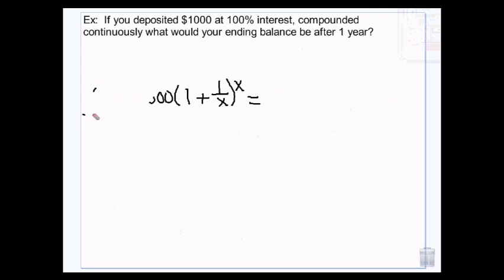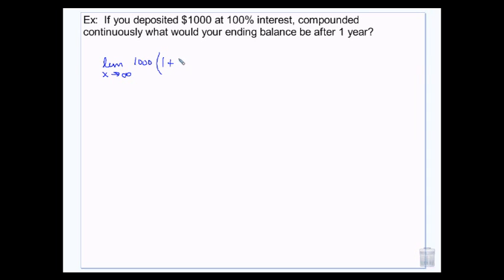Okay, so what happens if you compound continuously? If we plug in the limit formula and take the limit as x approaches infinity, times our $1,000, this is our principal, 1 plus r, which is 100%, over n to the nt, and n happens to be infinity, like I had shown you before, we would get 1,000 times 2.718, 2818 forever, which would give us about $2,718.28.